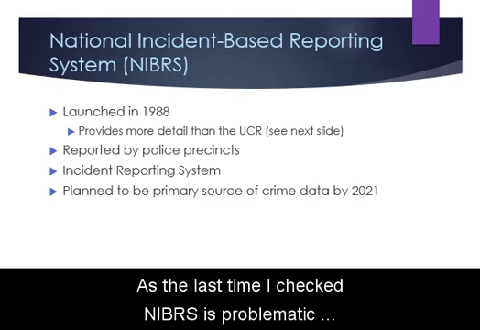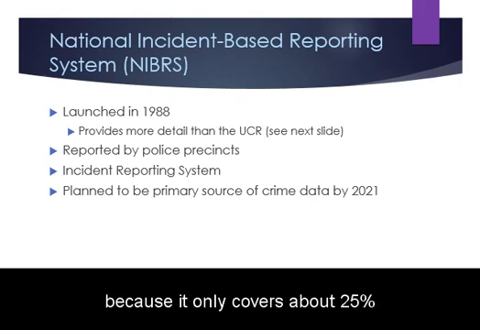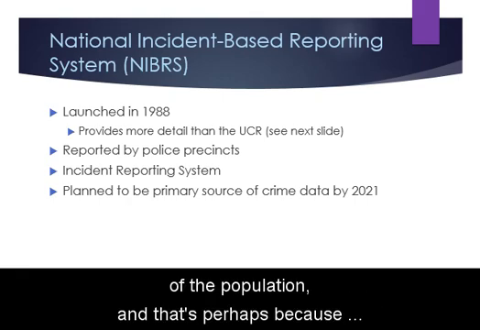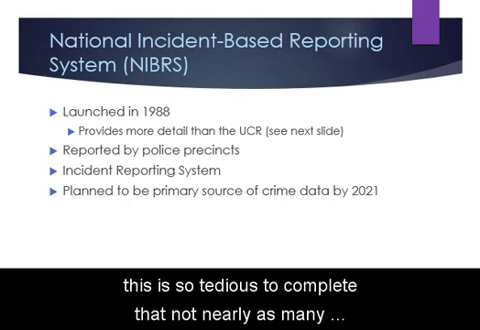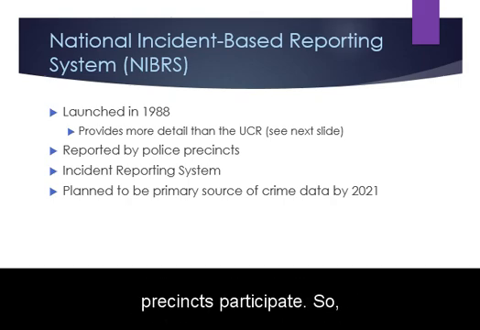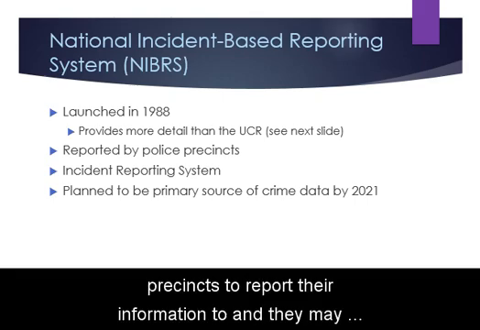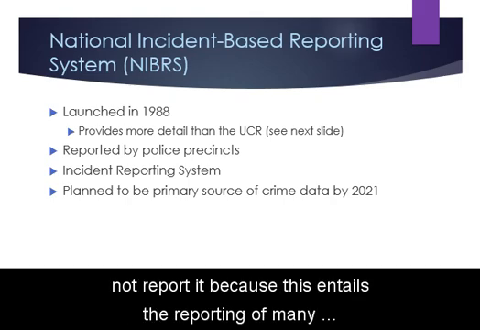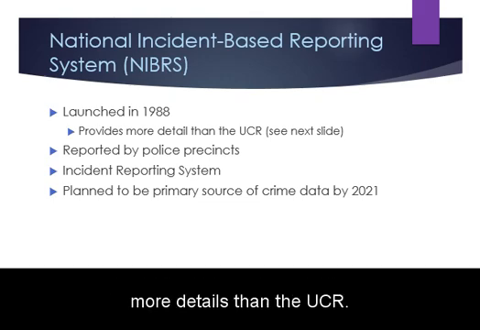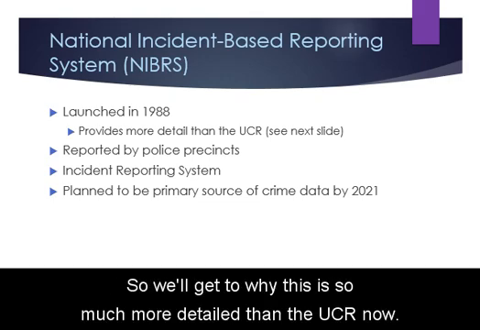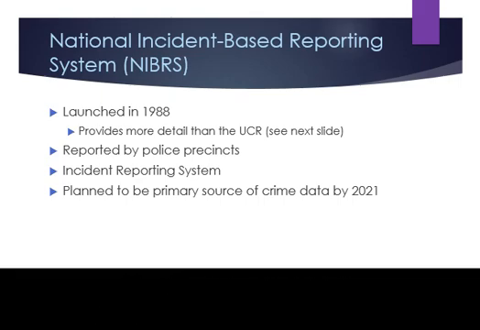As of the last time I checked, NIBRS is problematic because it only covers about 25% of the population, and that's perhaps because this is so tedious to complete that not nearly as many precincts participate. Again, this is voluntary for police precincts to report their information, and they may not report it because this entails the reporting of many more details than the UCR. So we'll get to why this is so much more detailed than the UCR now.